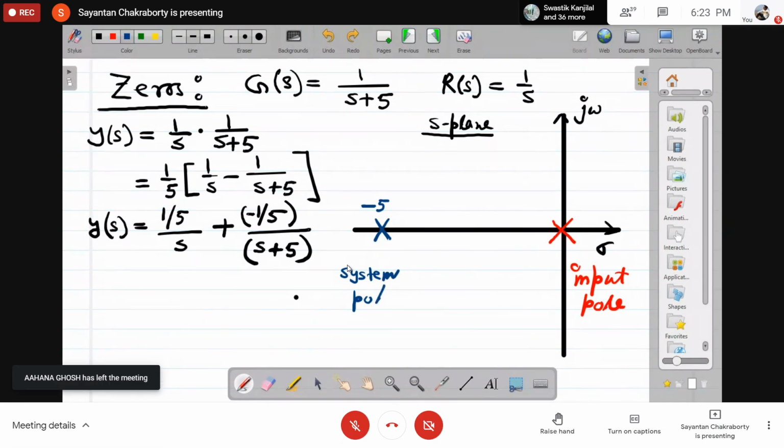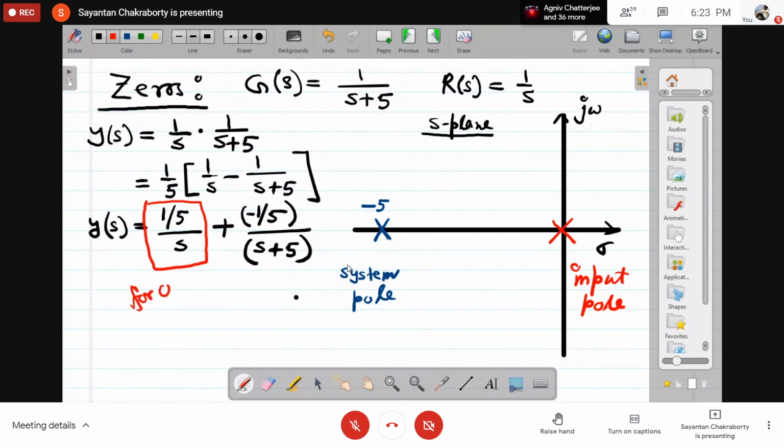Just a second, just to make sure that this is corresponding to 1/s. So this is your forced response corresponding to this pole, and this is your natural response corresponding to this blue pole. So overall, if there are multiple poles in the system, then you will have multiple natural response components, and this system pole at -5 will determine both these residues, or the intensity of this natural and forced responses.